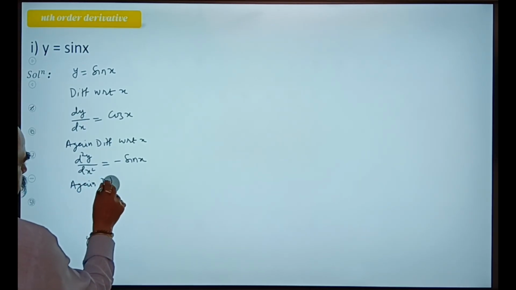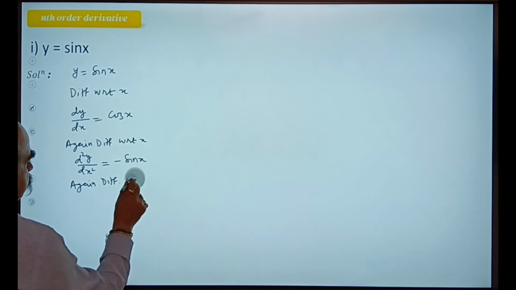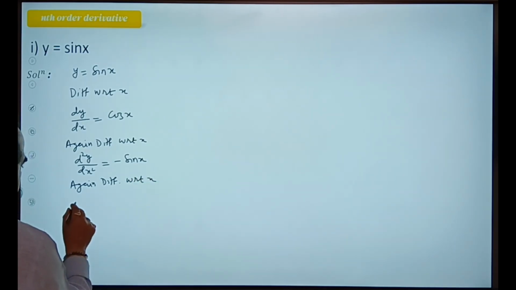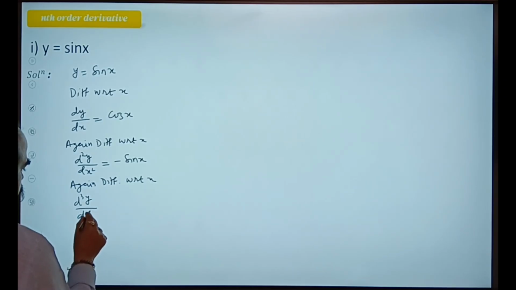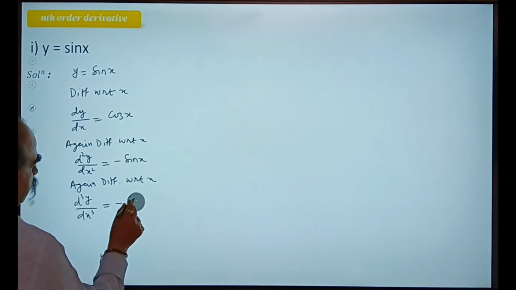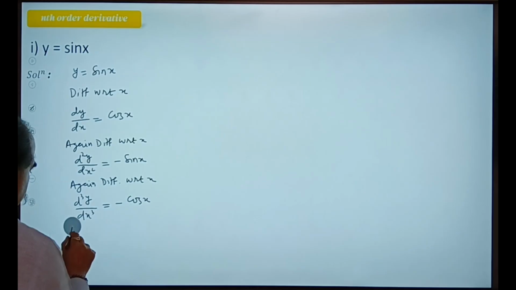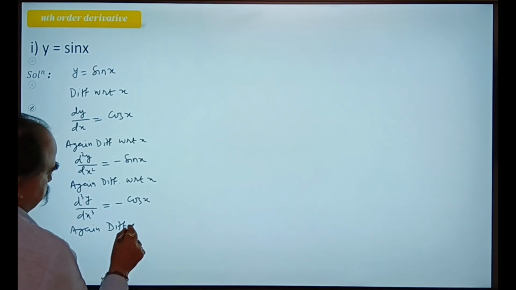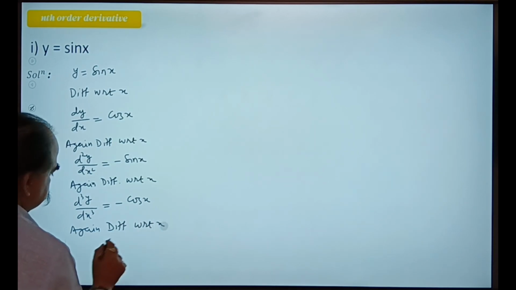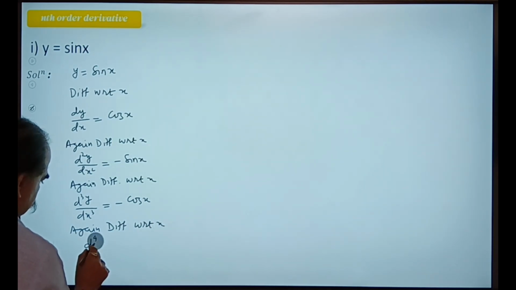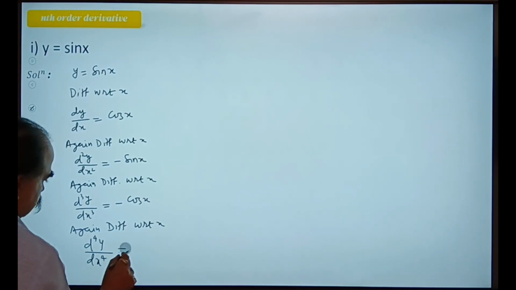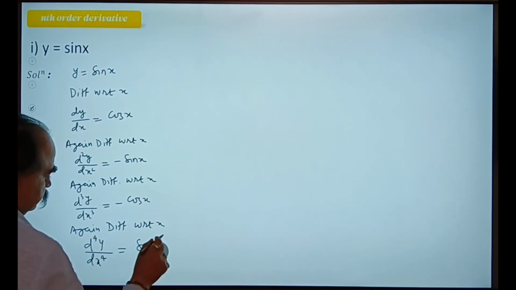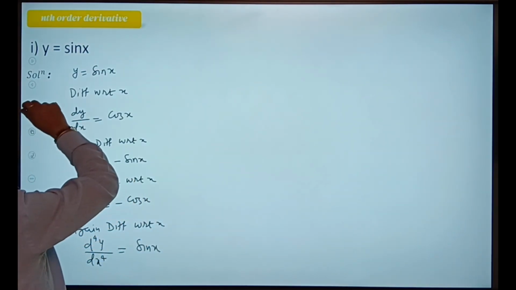Again differentiating with respect to x, d3y by dx cube is minus cos x. Again, differentiating with respect to x, d4y by dx raised to 4 is plus sin x. Let us generalize it.